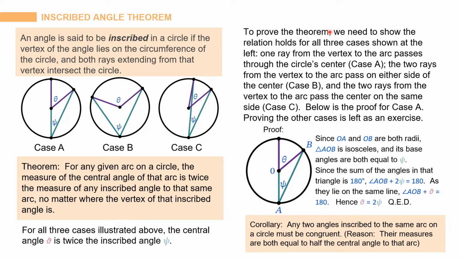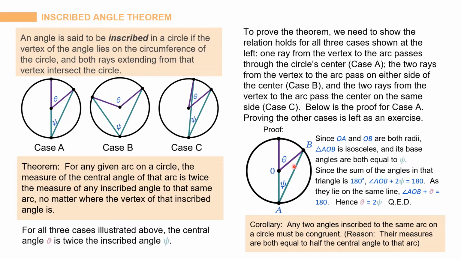So the first case we're going to prove is case A. That's where the two rays are such that one ray passes through the center and actually forms the diameter of the circle, and the other ray moves to one side. We're only going to prove case A here in the notes because cases B and C are left as exercises. So let's look at the proof of case A.